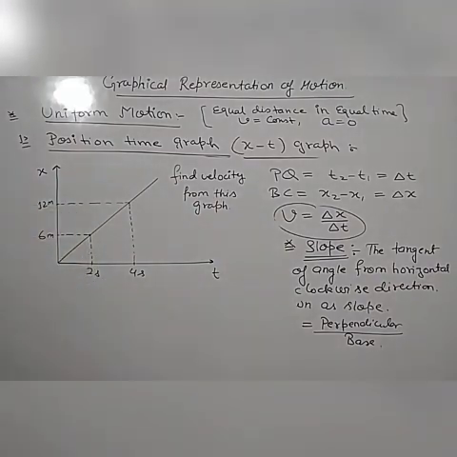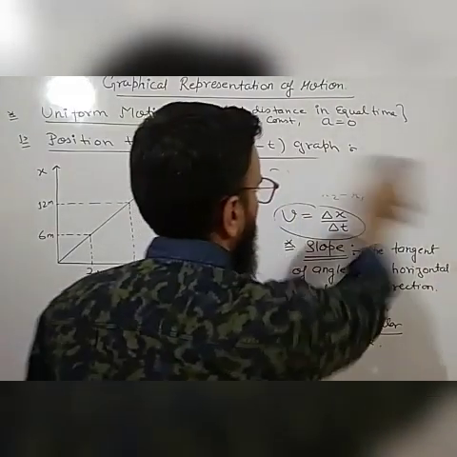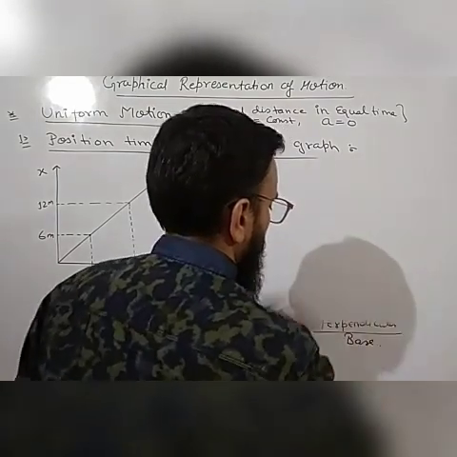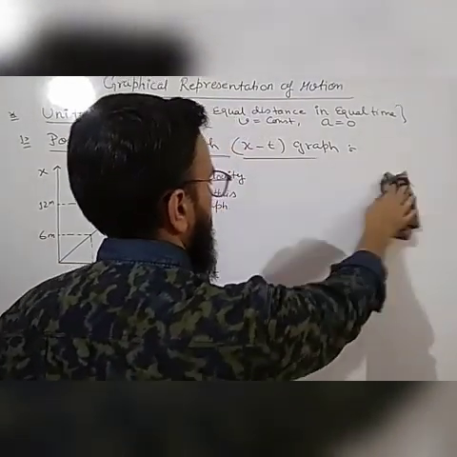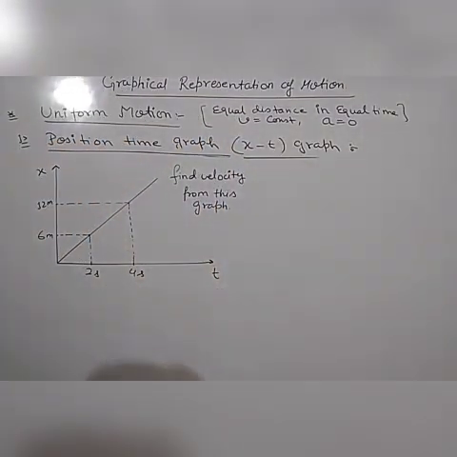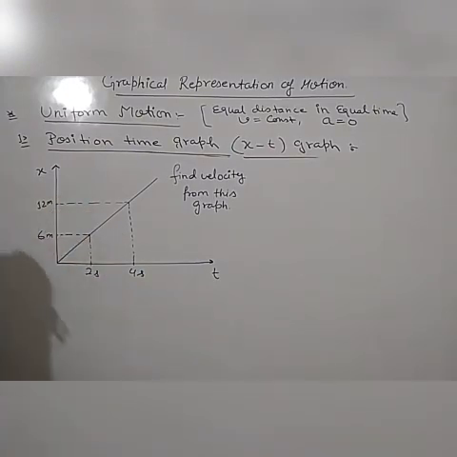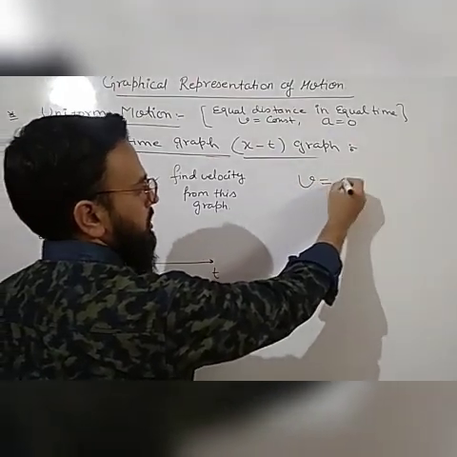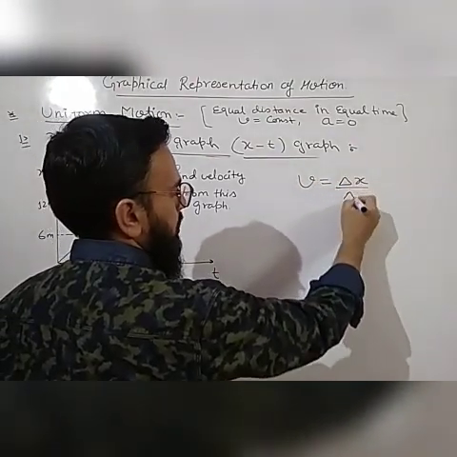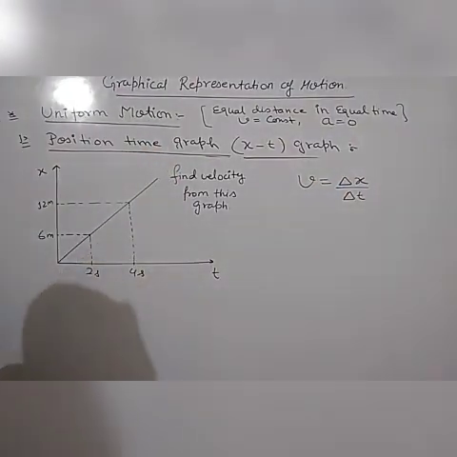Okay, so how will you calculate the velocity from the graph? Questions based on graphs are generally asked in your examination. So how will you find the velocity from this graph? What is the formula of velocity? Velocity is equal to delta x upon delta t.